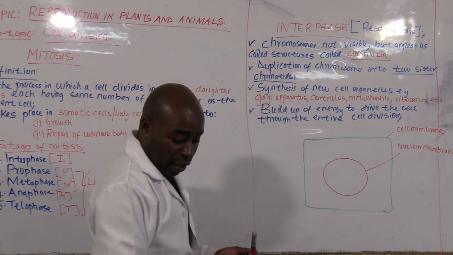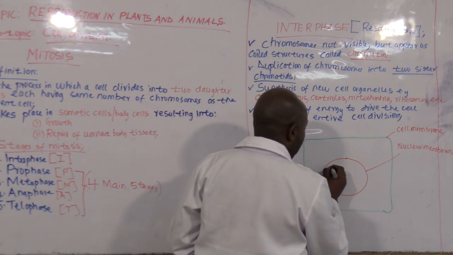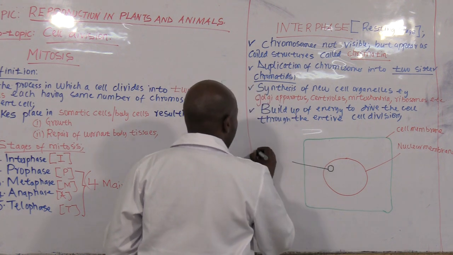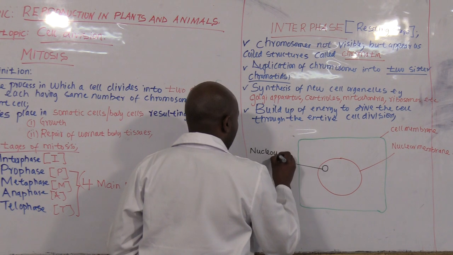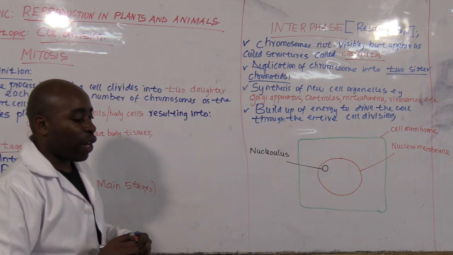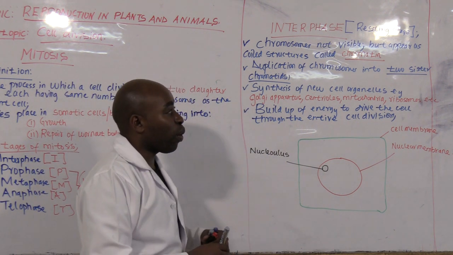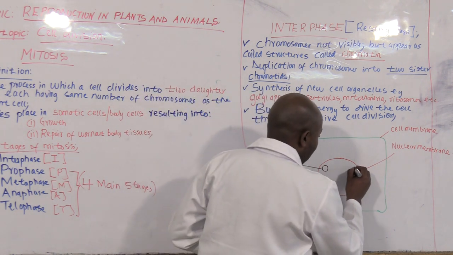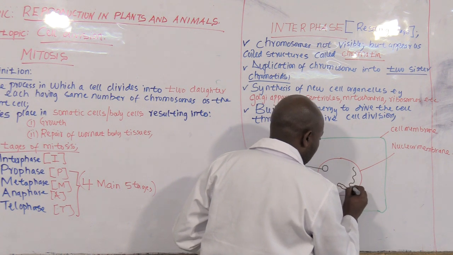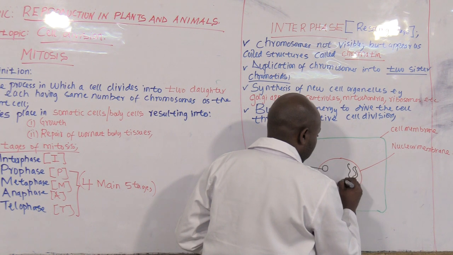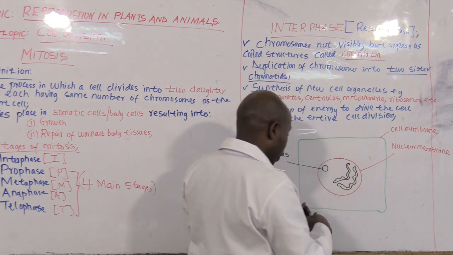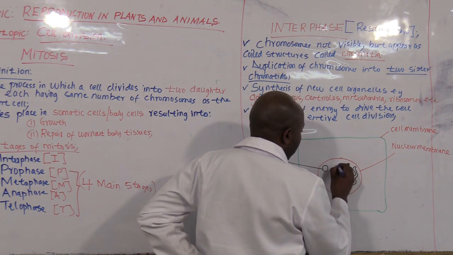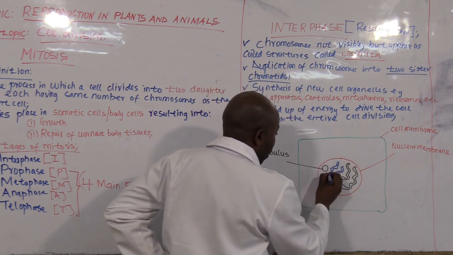Then what is much more important is to look at how the chromatin looks. Then you have the nucleolus, which is also intact. We can label it on this side. Remember I said that during this stage, the chromosomes are not visible, but they appear as coiled structures known as chromatin. They appear like thread-like structures. So we have the chromatin portions here, which are coiled. I want to use two separate pens to show that we have four chromatin structures. So these are now the chromatin.